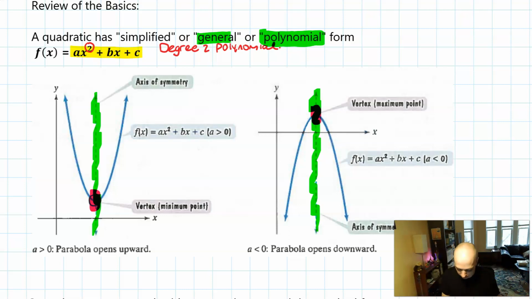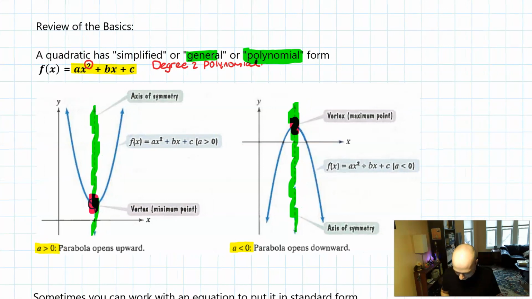The thing that controls whether something opens upwards or downwards is the leading coefficient. If the leading coefficient is positive, you're going to be opening upwards. If your leading coefficient is negative, you're going to be opening downwards. Now, this general form is not actually very useful for constructing the graph because it's hard to read the features from this kind of all simplified form.